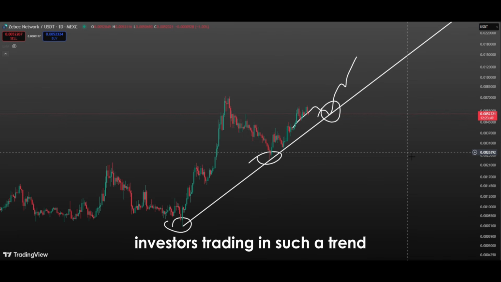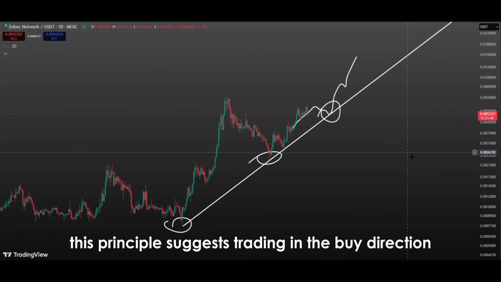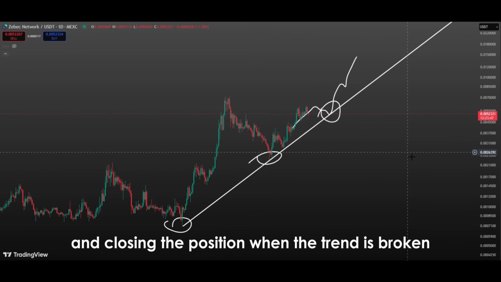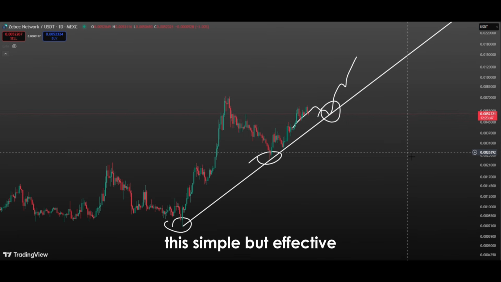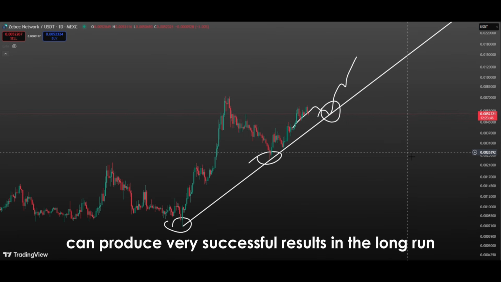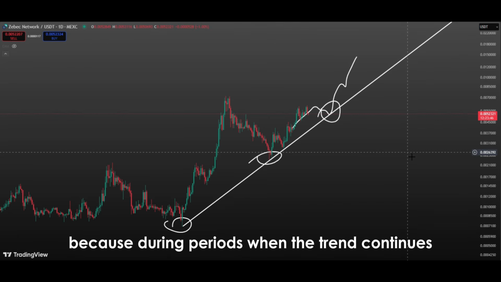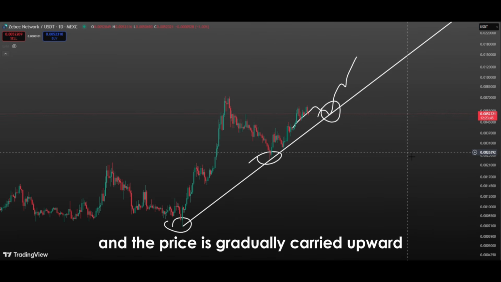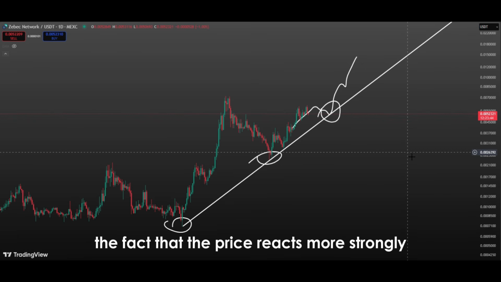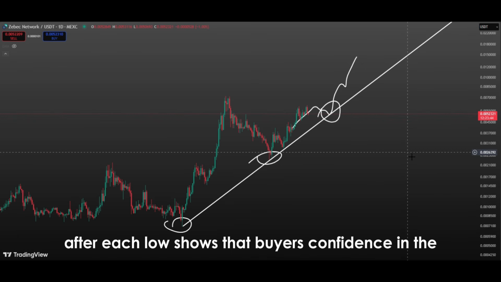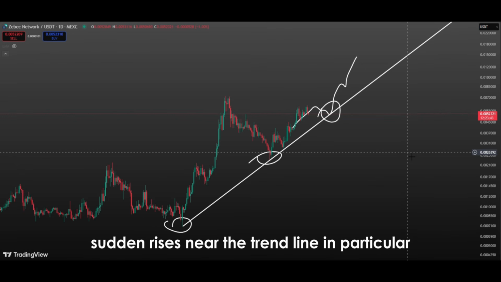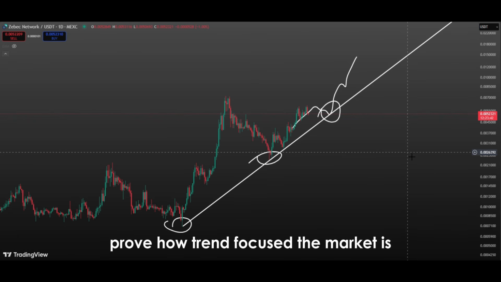Investors trading in such a trend often apply the principle, "the trend is your friend." This principle suggests trading in the buy direction as long as the price remains above the trend line, and closing the position when the trend is broken. This simple but effective strategy can produce very successful results in the long run. Because during periods when the trend continues, small pullbacks are seen as buying opportunities, and the price is gradually carried upward. In uptrends, the fact that the price reacts more strongly after each low shows that buyers' confidence in the market is increasing. Sudden rises near the trend line in particular prove how trend-focused the market is.